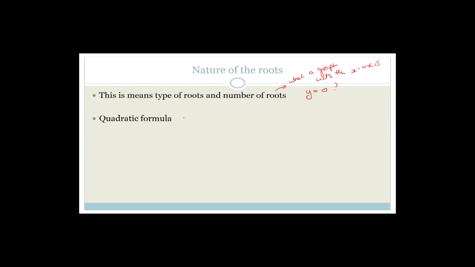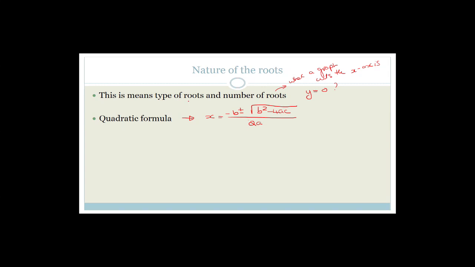Now, we use the quadratic formula. In case you don't remember, this is x is equal to minus b plus or minus the square root of b squared minus 4ac all over 2a. And that is the quadratic formula, and we use this when we are looking for the nature of roots. I'm going to explain that to you in a minute.